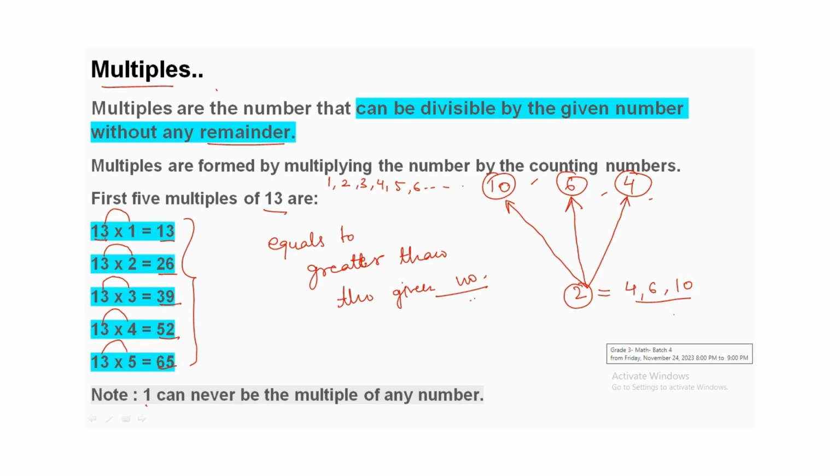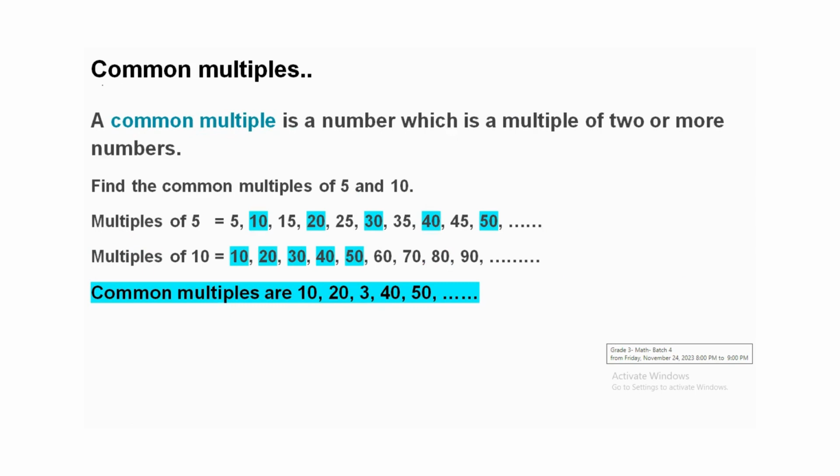Okay, now we are moving to common multiples. Now, how do we find common multiples? Here you can see two examples. We need to find the common multiples of 5 and 10. So how are we going to find it? First, we will write all the multiples of 5 and the multiples of 10. Now we need to check what common numbers are there in the multiples of 5 and the multiples of 10 as well. So we can see 10, 20, 30, 40, 50, all are there, correct? All these numbers are in both 5 and 10 as well. So all these numbers are the common multiples of 5 and 10.